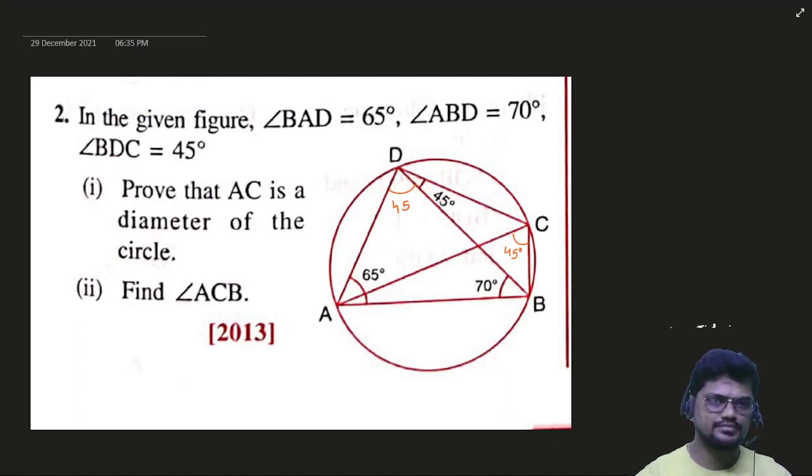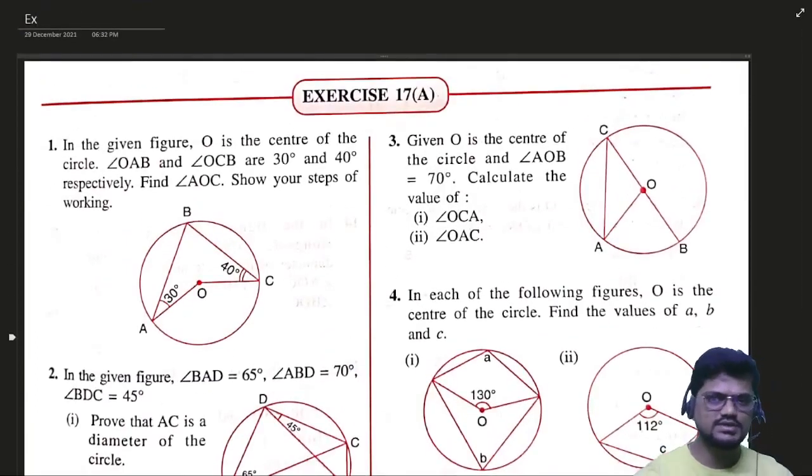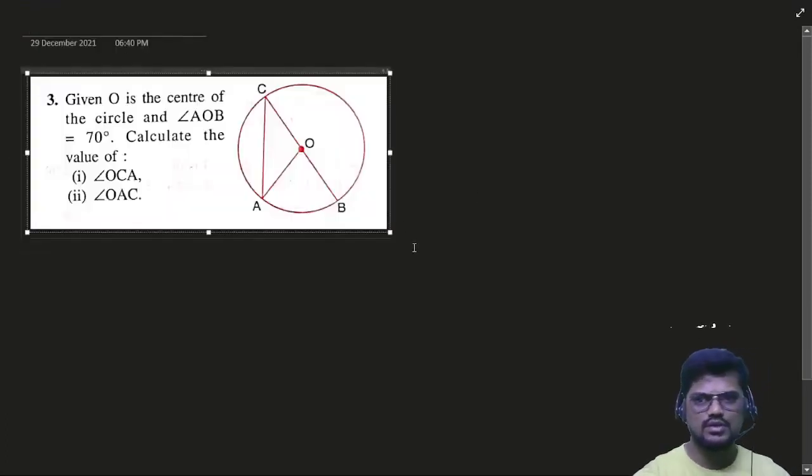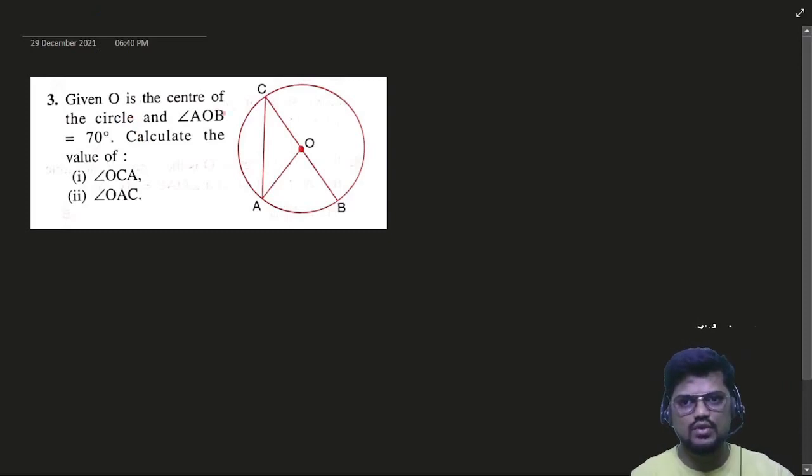Now, the next. The next is this third question. Calculate the value of angle OCA. Okay, this question I'll write properly, how you have to write it exactly in your exam. Now, what they have given: O is the center of the circle and angle AOB is 70 degrees. Calculate the value of angle OCA. OCA. This angle you need to find.